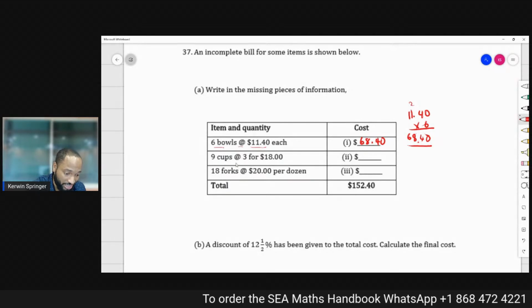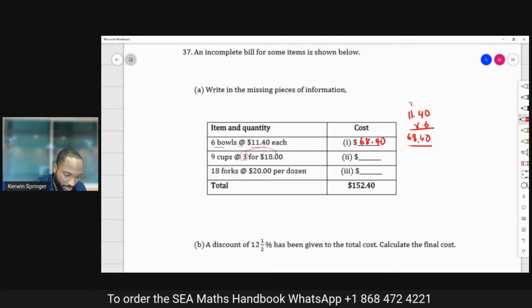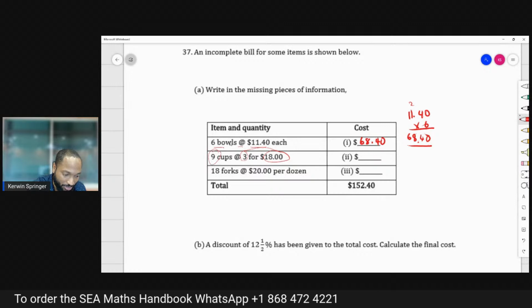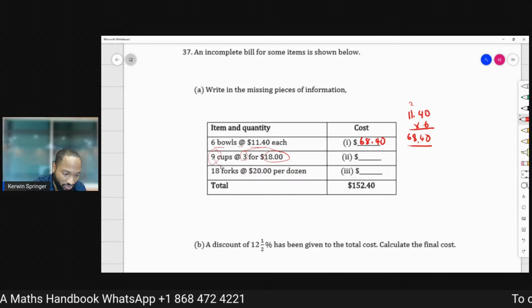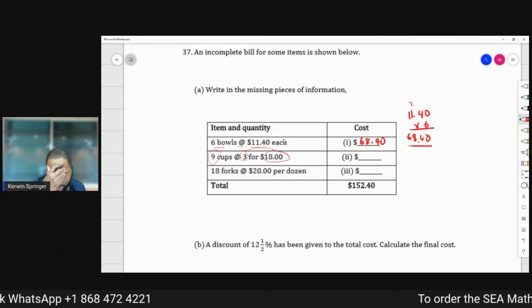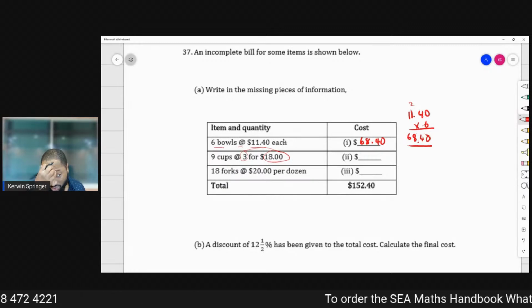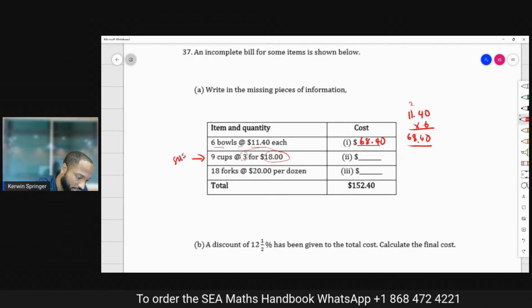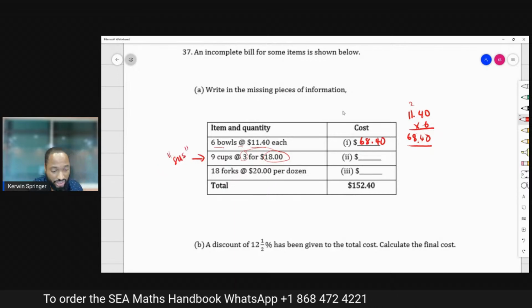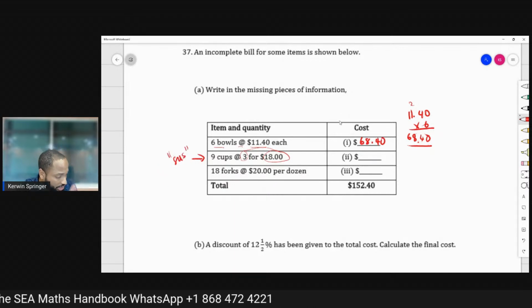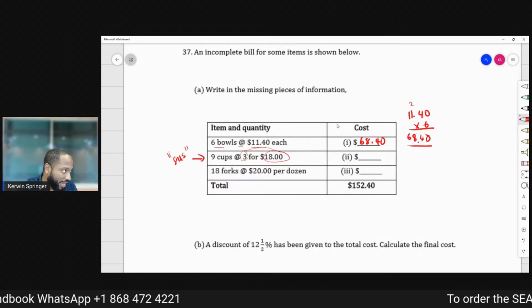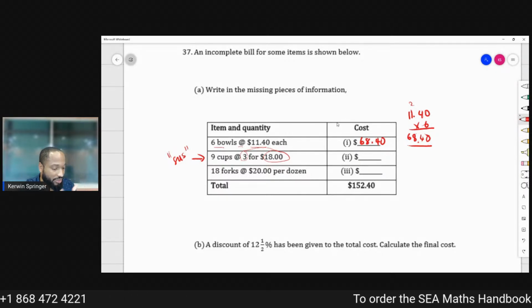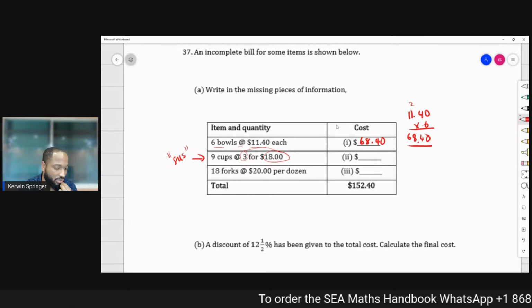Well, this little fishy here, because it's 3 cups is $18 and they buy 9 cups. So they actually buy 3 sets of $18 things. Think about it. 3 cups cost $18, but you buy 9 cups. So you really buy 3 sets of $18 bundles.